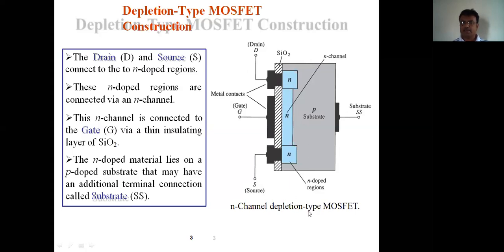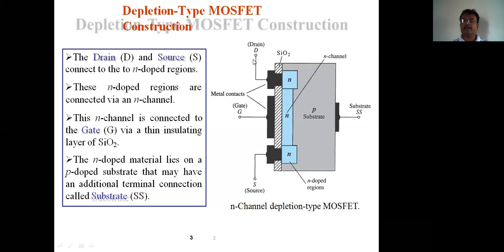N channel depletion type MOSFET, always write the P substrate. Now coming to the drain and source. This is the drain, an N-type region. Another N-type region at the bottom is called the source. Here is the N-type, this is the drain. The drain is connected to this N-type material through a metallic contact. The black one is the metal.